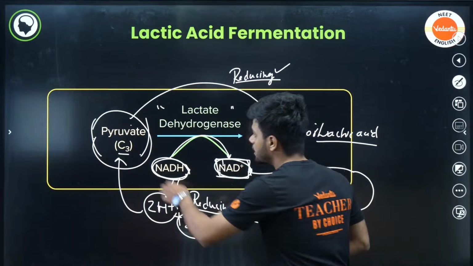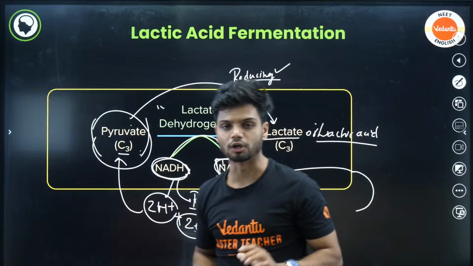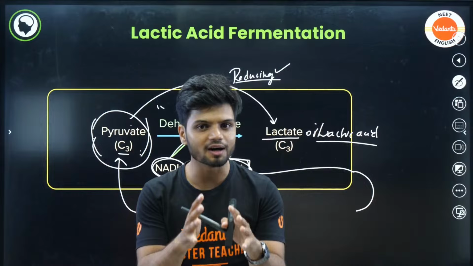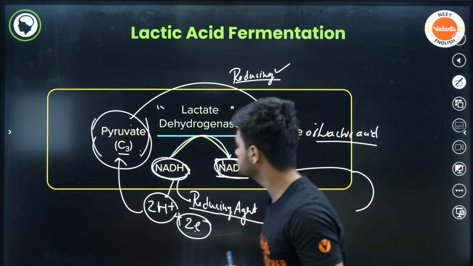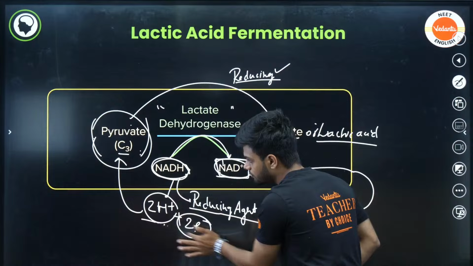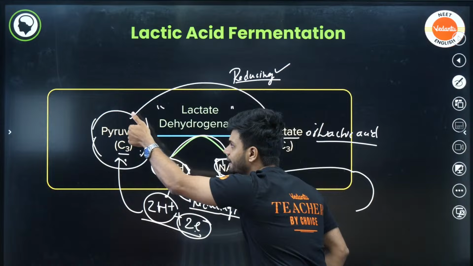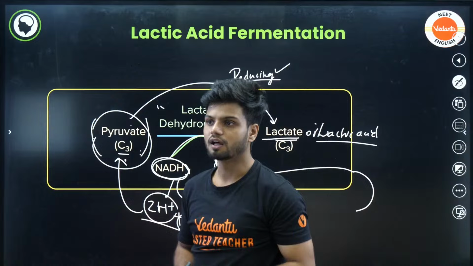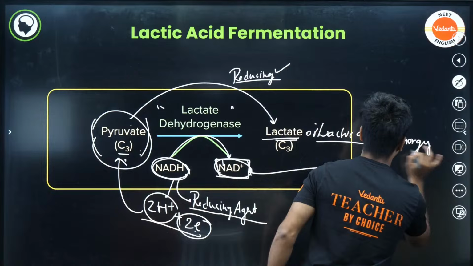Lactate dehydrogenase is the enzyme which reduces pyruvate to your lactate. And the first electron acceptor, the first question I asked today was what? The first electron acceptor in your lactic acid fermentation is your pyruvate. Pyruvate will accept the electrons from your NADH. NADH gives the electrons, electrons are taken up by pyruvate, and pyruvate gets reduced to lactate, which also produces energy. Is this clear? Any doubt here, ask me right now.